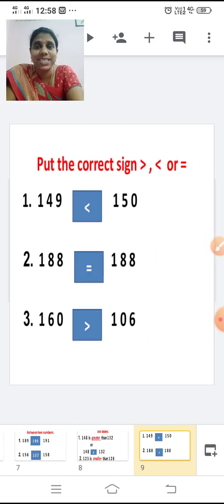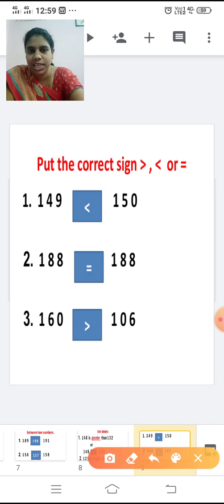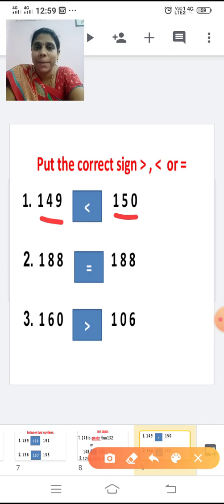Next, put the correct sign. Greater than, less than or equal to. We are going to compare the numbers and we are going to put the exact symbol whether it is greater than, less than or equal to. Shall we see now? First one, 149, 150. Now compare between these two numbers and tell me what symbol will come in between.